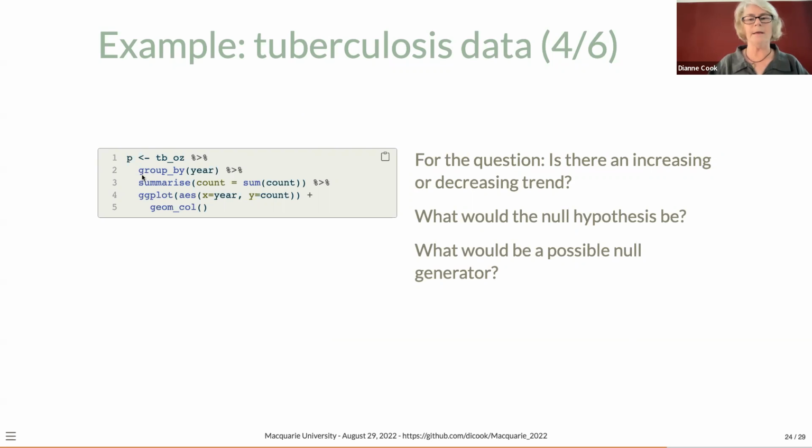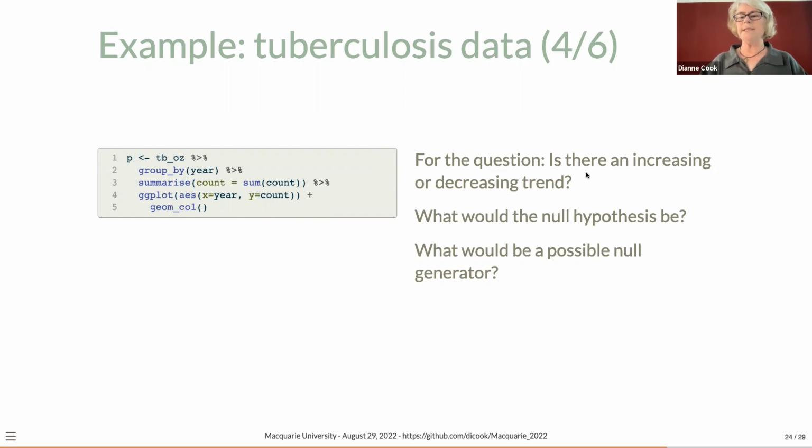Alrighty, so here's the tuberculosis data plot. We're grouping by year and then summing the counts that we have, so we're summing over the other categories. Year is mapped to the x variable, and y is mapped to count. And geom_col is just another way of doing a bar chart where it tells ggplot you've already done the counting, so you don't need ggplot to do the counting.